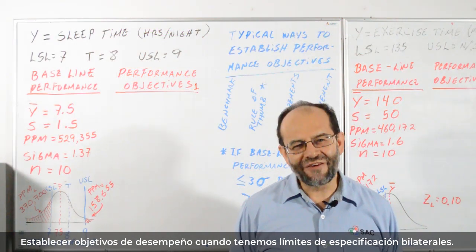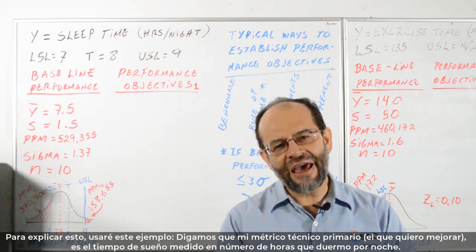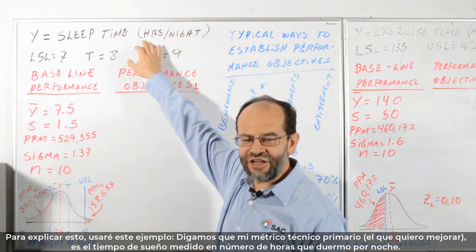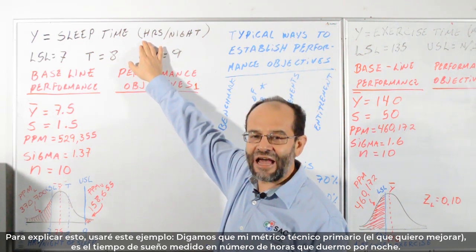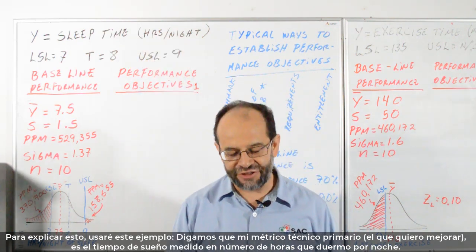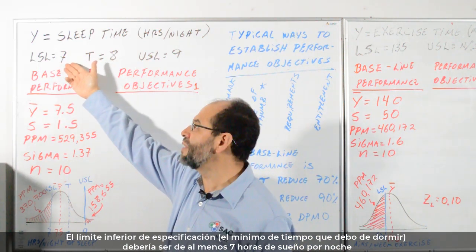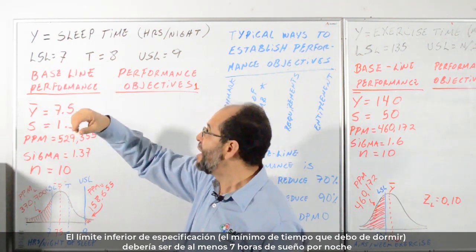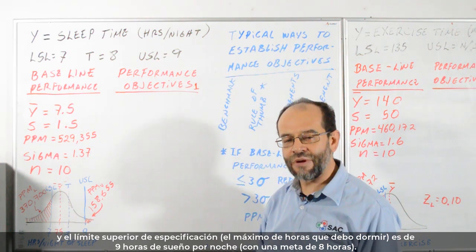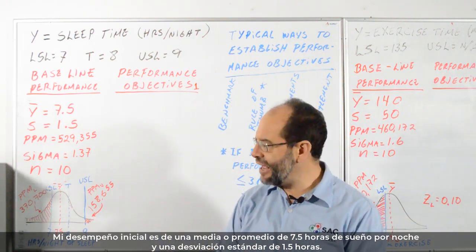Establishing performance objectives when we are having two-sided specification limits. To explain that, I will be using this example. Let me say that my technical primary metric, the one that I want to improve, is sleep time, and I am measuring that one in number of hours slept per night. The lower specification limit, the minimum amount of time that I should sleep, should be 7 hours per night. And the upper specification limit, the maximum that I should sleep, is 9 hours of sleep per night, with a target of 8 hours.